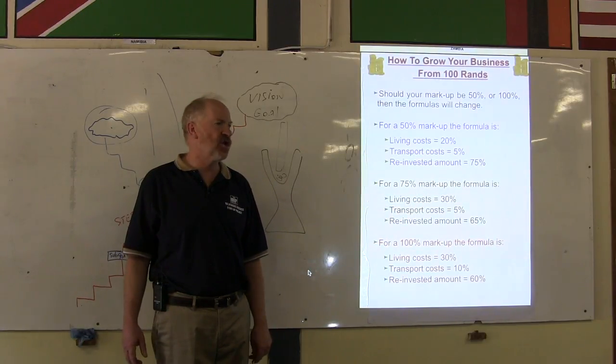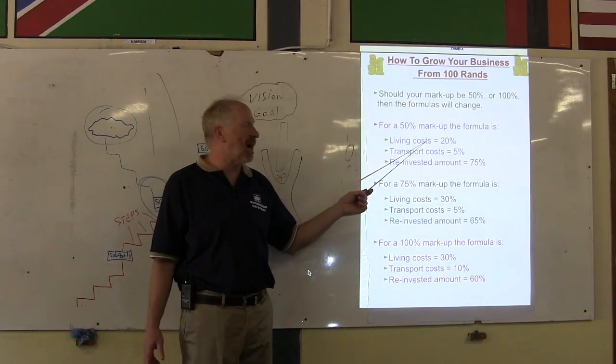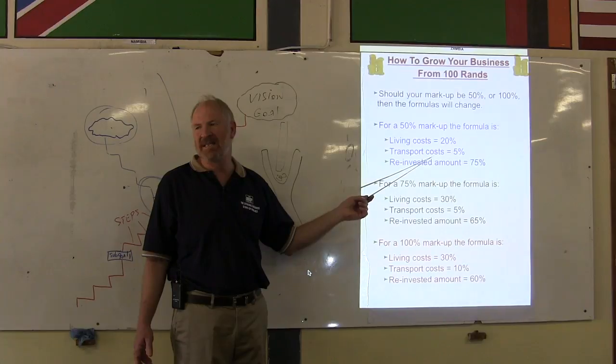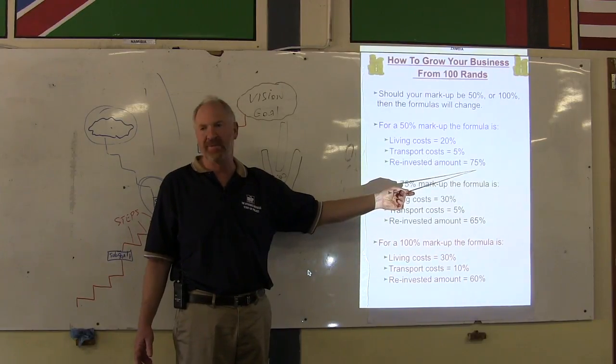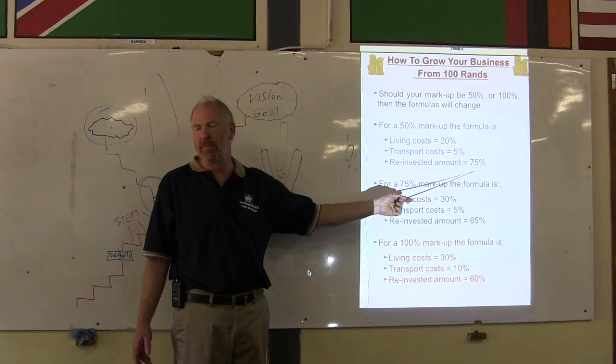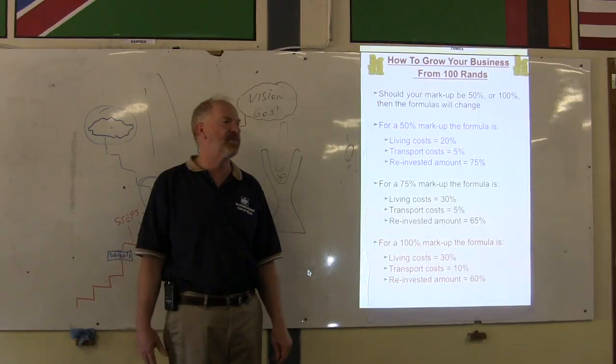You cannot change those. Well, I suppose you could change them a little bit, like you can say I want my living cost to be 15% and my transport cost to be 10%, but you can't change that 75%. On a 50% markup, you've got to be putting 75% back into the business, or else your business is not going to grow.